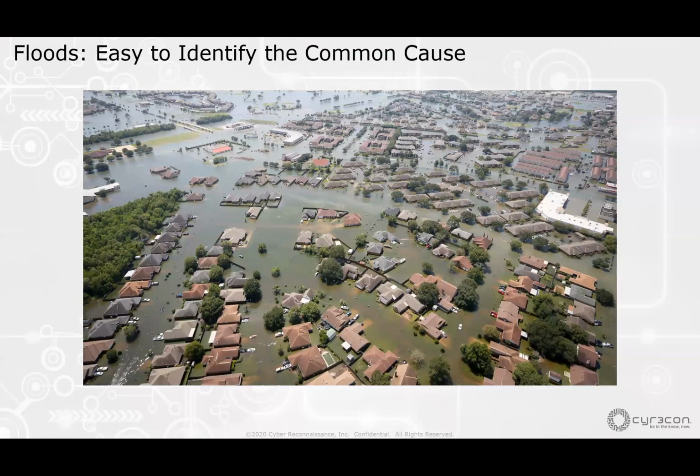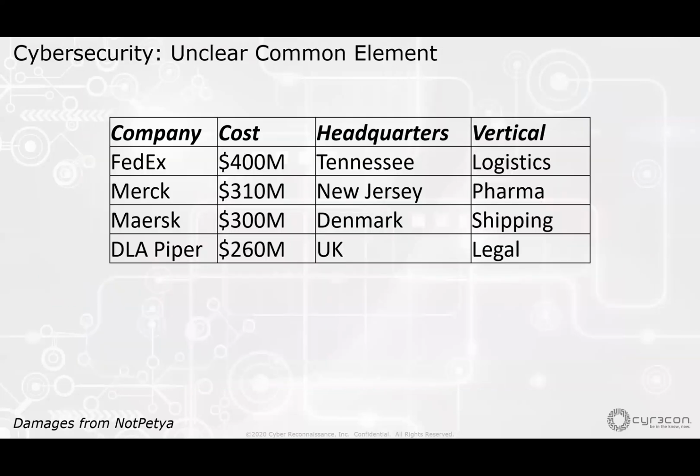Now, if you look at, say, flood insurance, and you want to identify the systemic risk to a group of houses, that's fairly easy. The common factor that leads to that risk is geography. And so if you look at the floodplain the house lies on, you can understand when it will likely be flooded in relation to other houses that are being insured. However, cybersecurity doesn't quite work that way.